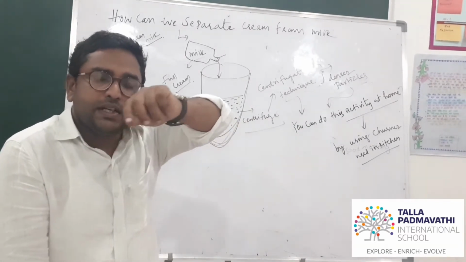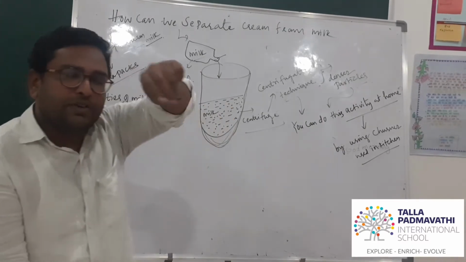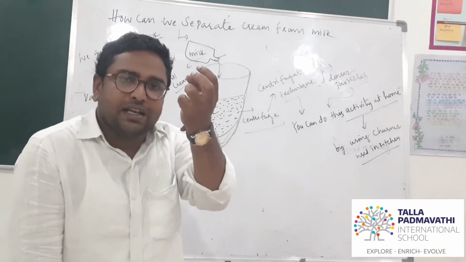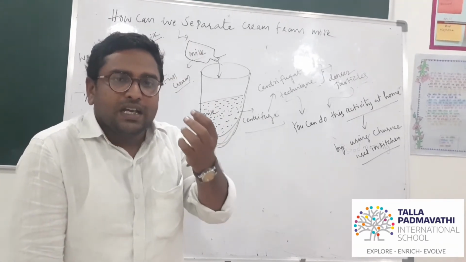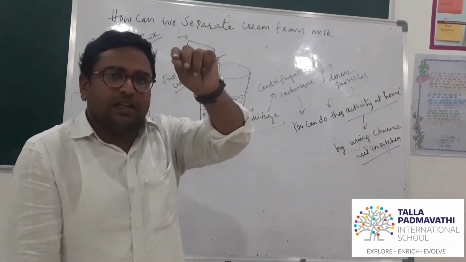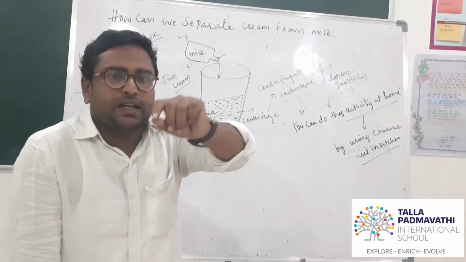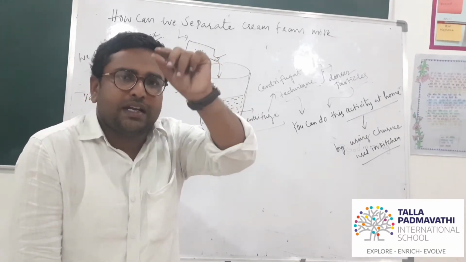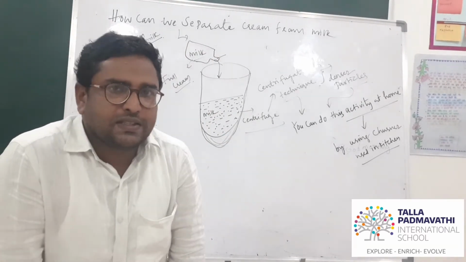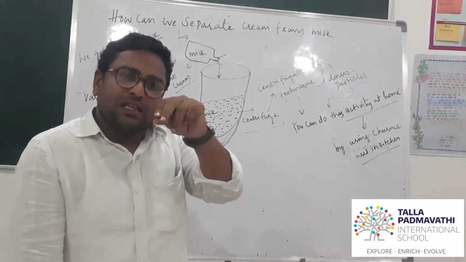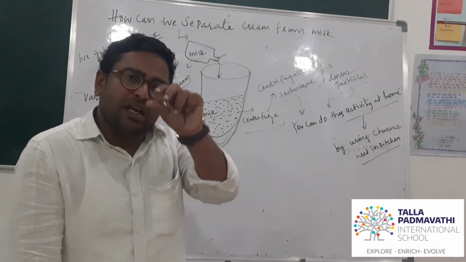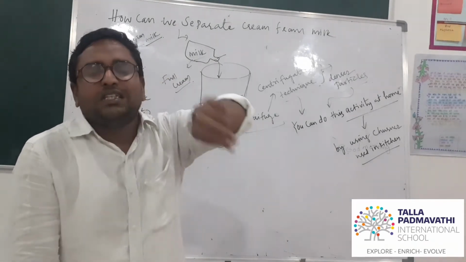The centrifuge is a machine that rotates the tube with a certain speed. When it is rotated with a certain speed, the denser particles reach the bottom and the lighter particles stay on the top surface. Even in the blood test, this technique is used. To separate the denser and lighter particles in your blood, they use the centrifugation technique.